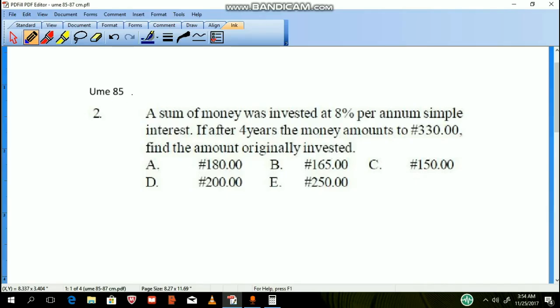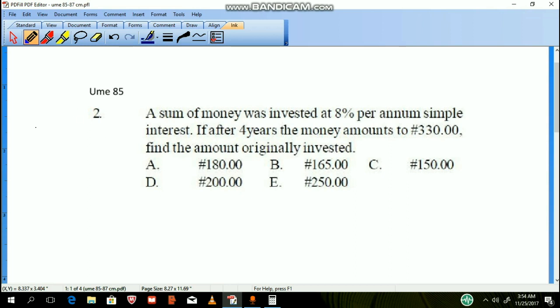Here is UME 1985 question number 2. We are told the sum of money was invested at 8% per annum simple interest. If after 4 years the money amounts to 330 naira, find the amount originally invested.